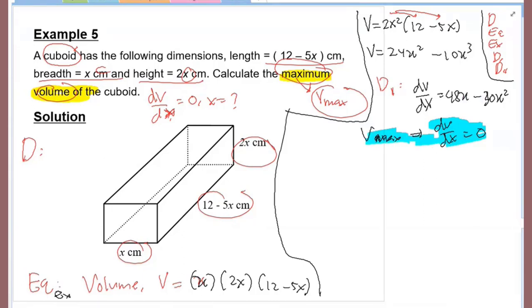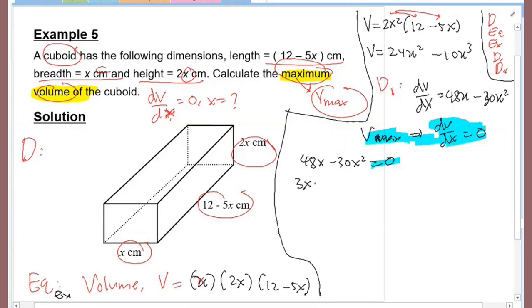So, okay, and then take this one: 48x minus 30x squared is equal to 0. And our aim is to find x, right? x, so that we can find the V maximum. Okay, this one we factorize. 3x, this one is 16, right? Minus 10x is equal to 0. Double check. x is equal to 0, or x is equal to 8 over 5.